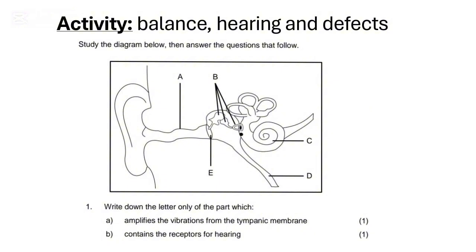Number 1B. Write down the letter only of the part which contains the receptors for hearing. The cochlea contains receptors called organ of Corti, and the cochlea is at part labeled C.